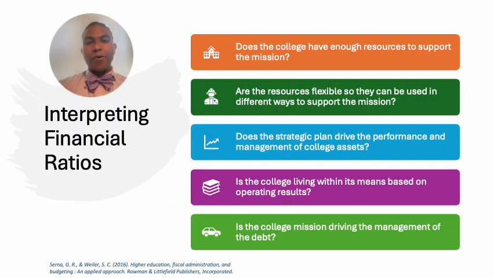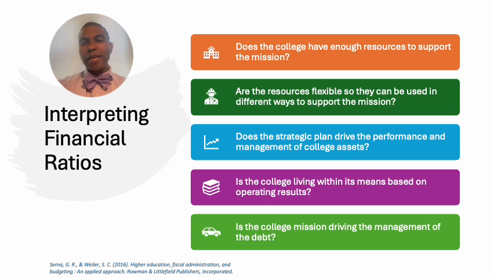All right, so how do we interpret these financial ratios? Here are questions that will help you to figure that out. First question, does that college have the resources it needs to support its mission? Ratios will help you determine that. Second question, are those resources flexible enough to allow them to use those funds in different ways in order to support that mission, or are they all restricted funds? Institutions obviously are going to prefer unrestricted funds that they can use in different ways.